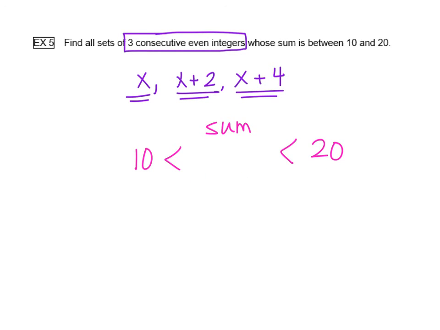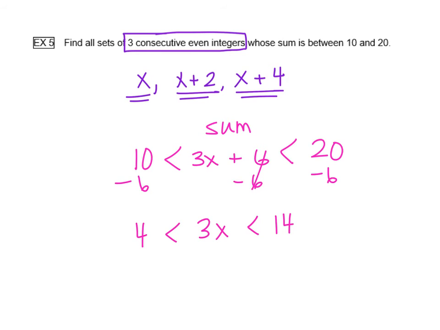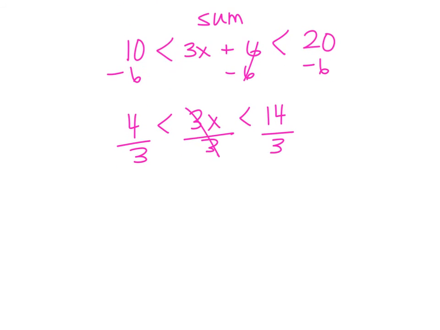So now let's find the sum of those integers. Add the x's, you get 3x. Add the numbers, you get 6. And here's our inequality that we're going to solve. Subtract 6 gives us 4 is less than 3x, which is less than 14. Then we divide by 3. Remember, you're doing that in all 3 sections.